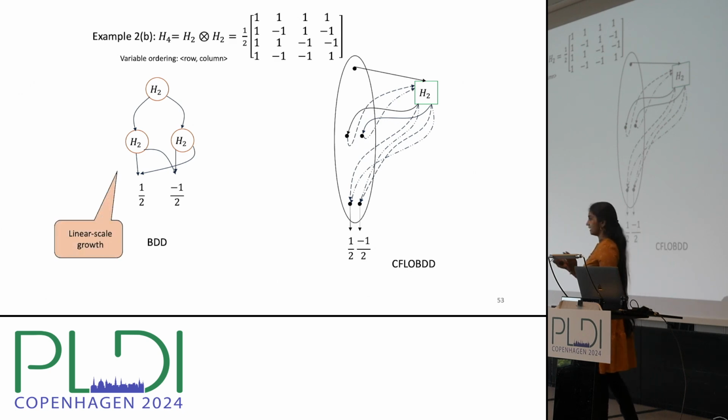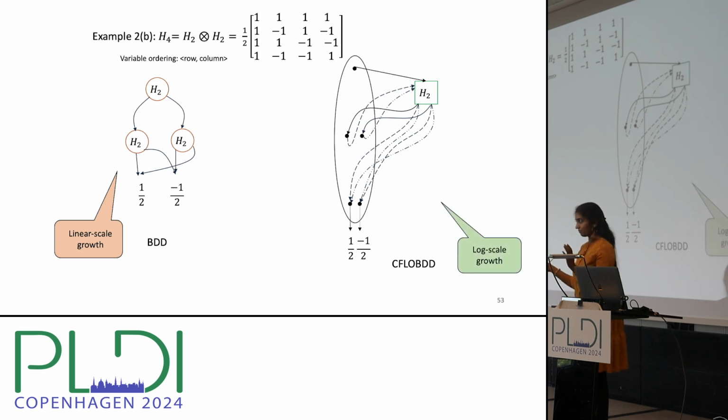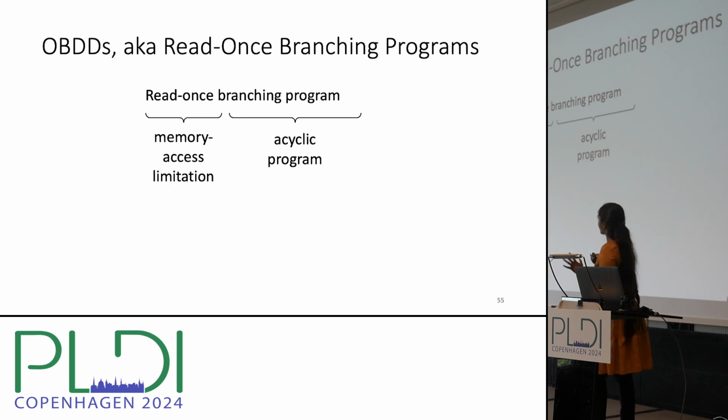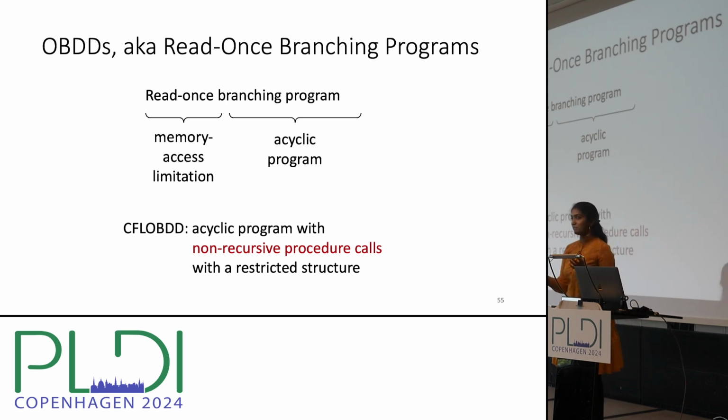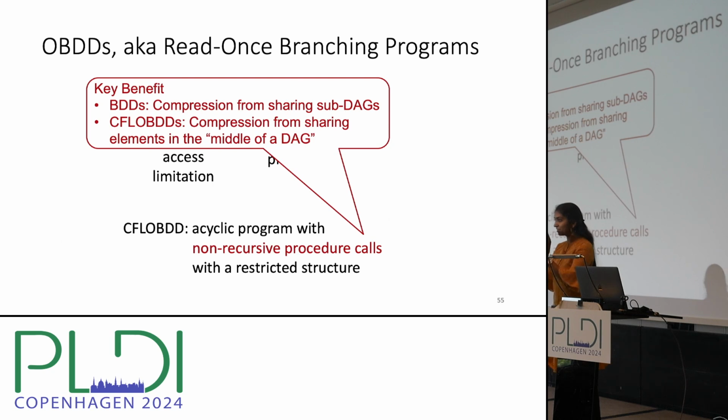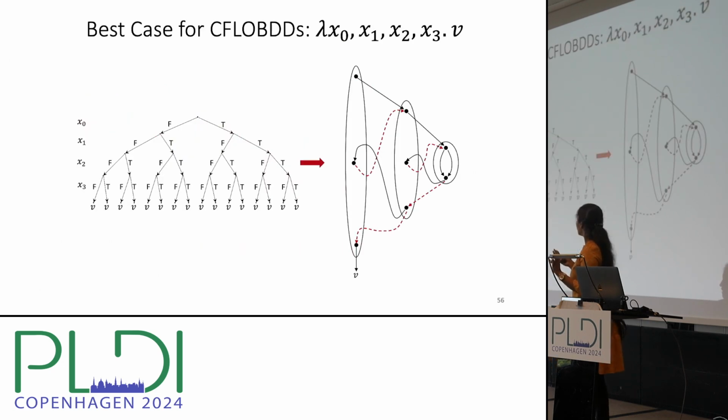So in case of BDDs, as the number of variables increases, you would have a linear scale growth. However, in case of CFLOBDDs, you would always have a log scale growth. This is because BDDs are acyclic programs, whereas CFLOBDDs can be thought of as acyclic programs with non-recursive procedure calls. The main benefit that we have observed so far is that BDDs share sub-DAGs, whereas CFLOBDDs share the middle of a DAG, and that helps in this efficient representation.